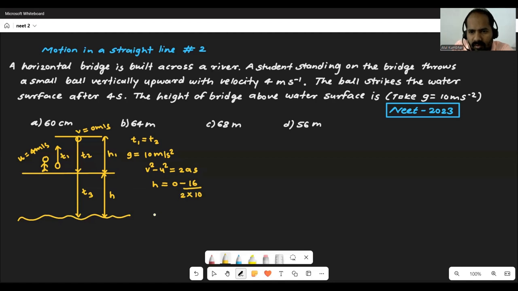So 20. Oh yeah, the acceleration you need to take as minus. So we'll take that acceleration as negative, as it is moving in the upward direction, opposite to g. So it will be 2 into minus 10. So minus minus will cancel. You will get 16 divided by 20. So how much is h1? 2 eights are 16, divided by 10, so you'll get 0.8.